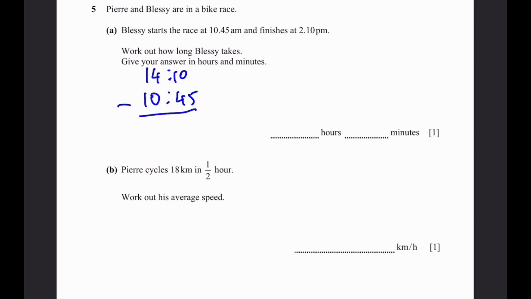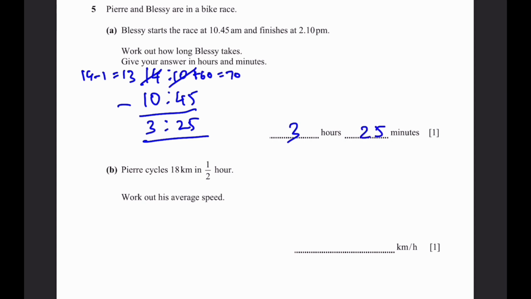Now let's subtract. Let's first subtract the minutes side. 10 minus 45 is not possible, so we add 60 to the minutes. That's equal to 70. And then 14 minus 1, it becomes 13, not 14 anymore. Now you can add the 10 as well. So 70 minus 45 is equal to 25. And 13 minus 10 is 3. So it's 3 hours and 25 minutes.